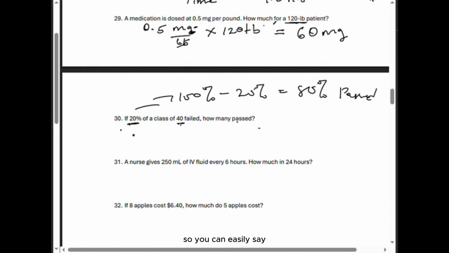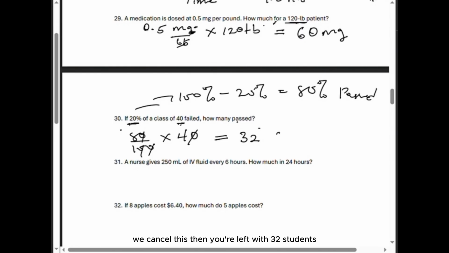So you can easily say 80 over 100 times 40, the number of people in the class, passed. We cancel this, we cancel this, then you're left with 32 students passed out of 40.